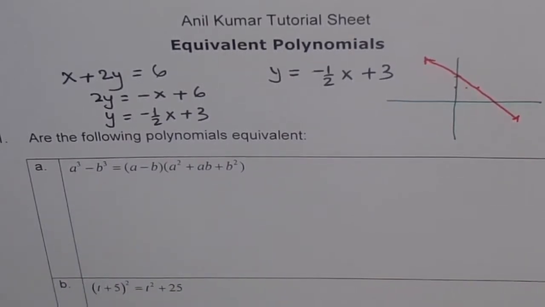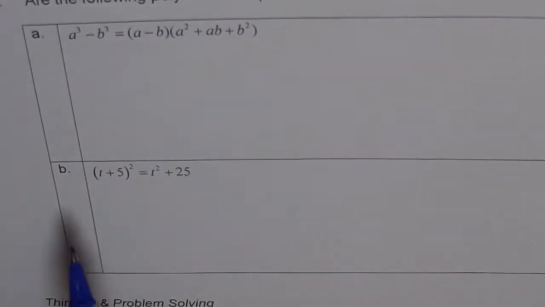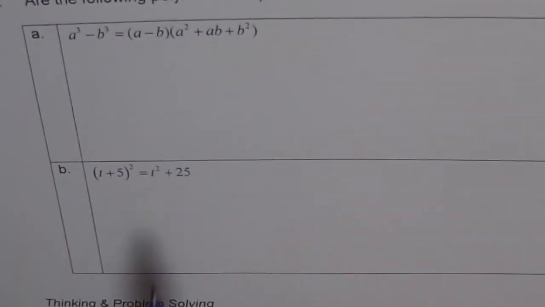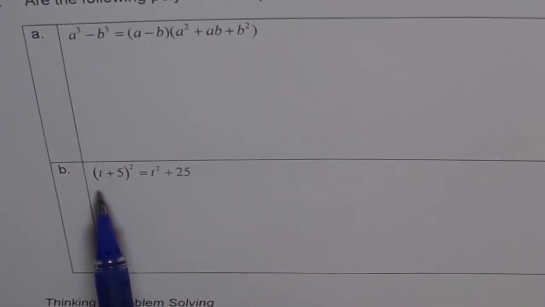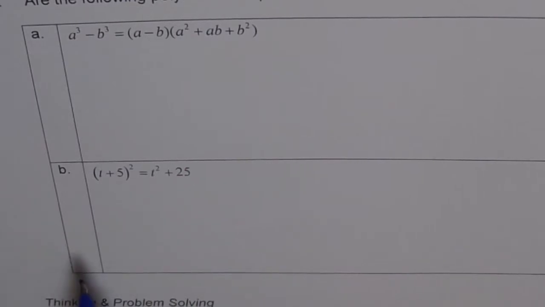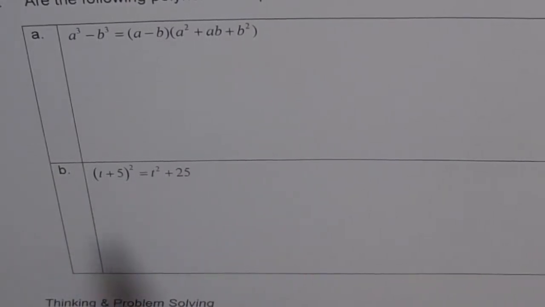Now similarly the other problem, which is t plus 5 whole square equals t square plus 25. Here you can expand the left side and check, do you get the same result or not? You can also test it by plugging in different values of t. For example, you can test both sides for t equals 0, 1, 2. If you get the same values, they are equivalent. If not, they are not equivalent. Correct? Or you can stop the video at this time, do it yourself and check with the solution which I am just going to give you.